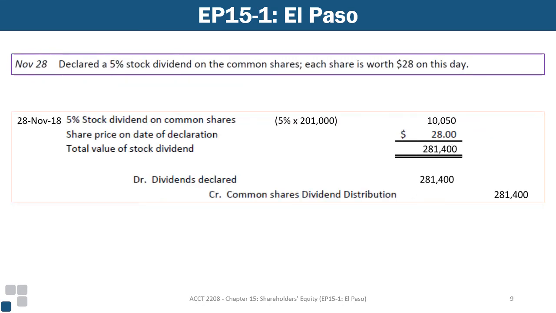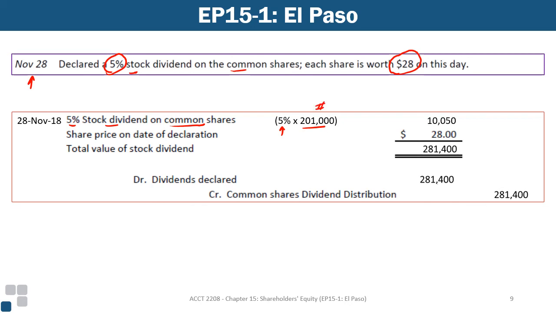Okay, next up is on November 28th, the declaration of a 5% stock dividend on the common shares. And on that day, the shares are worth $28. So in order to journalize this, we have to figure out how much we need to journalize. In terms of the 5% stock dividend on the common shares, we need to calculate 5% times the number of shares.